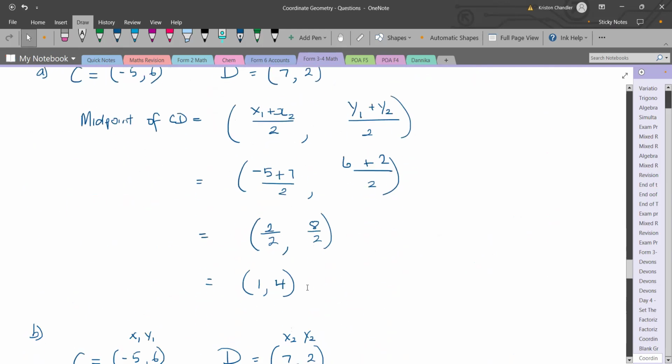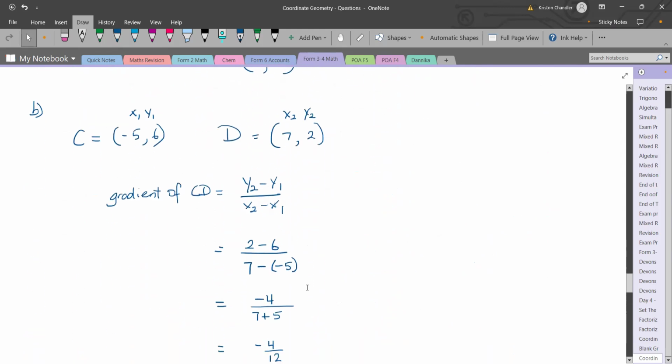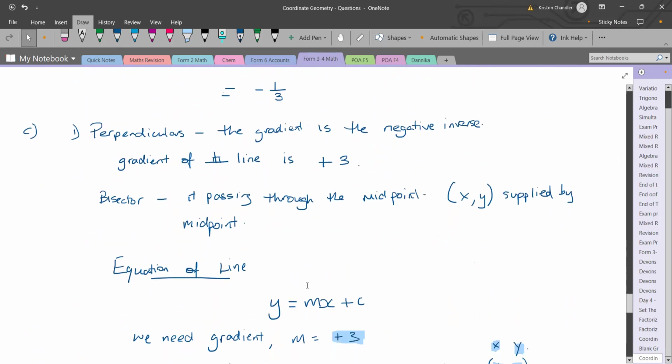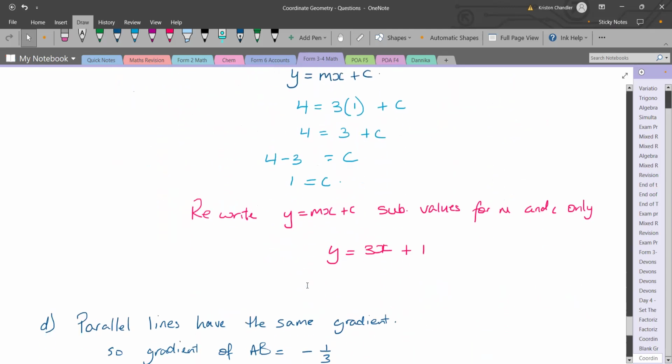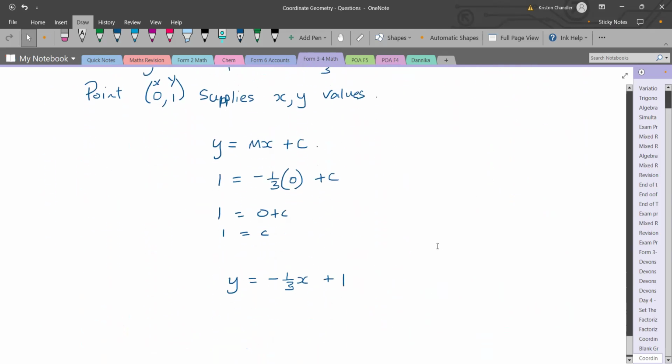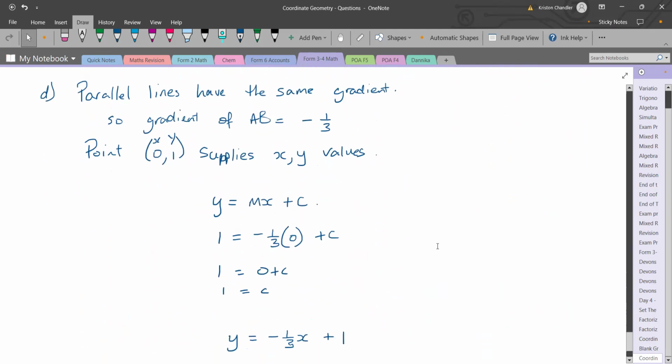So we got the midpoint to be 1, 4. We got our gradient to be negative a third. The equation of our perpendicular bisector was y is equal to 3x plus 1. And this here, our parallel line AB passing through the point 0, 1, has the equation y is equal to negative a third x plus 1. Okay? And this is from the Jan 2025 paper.